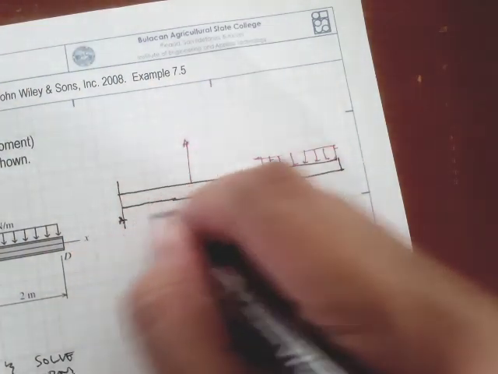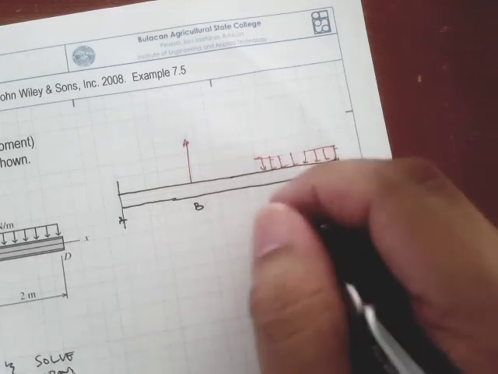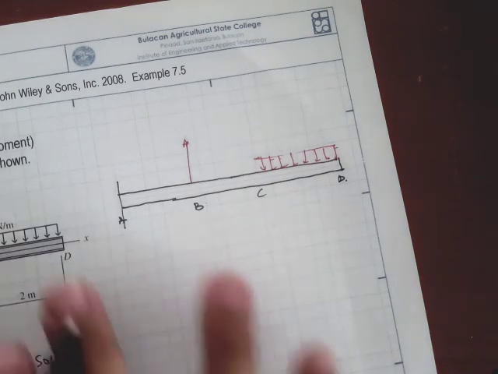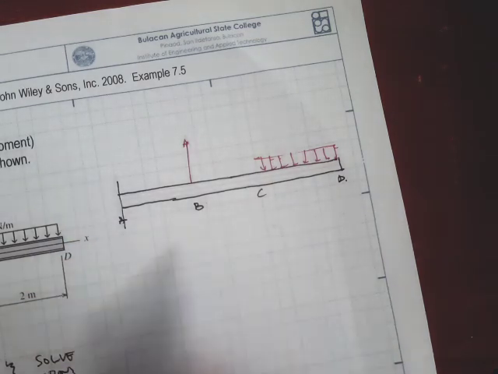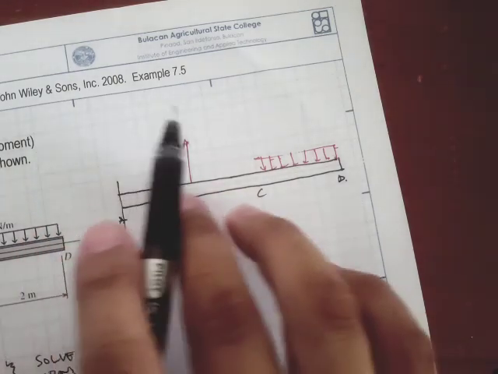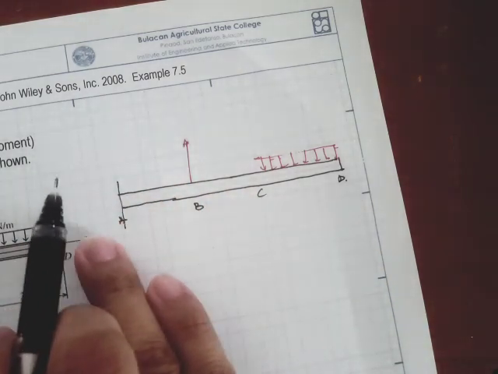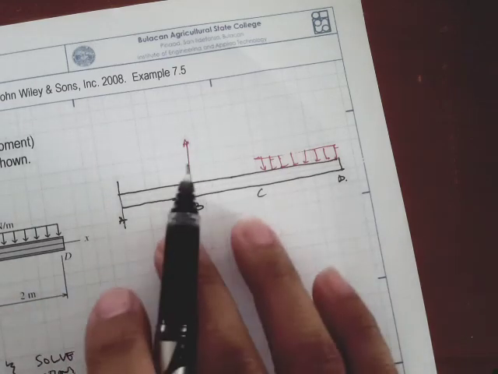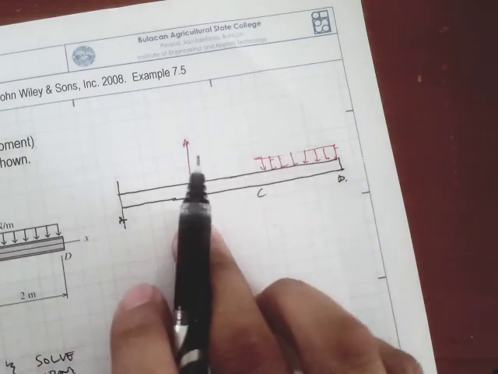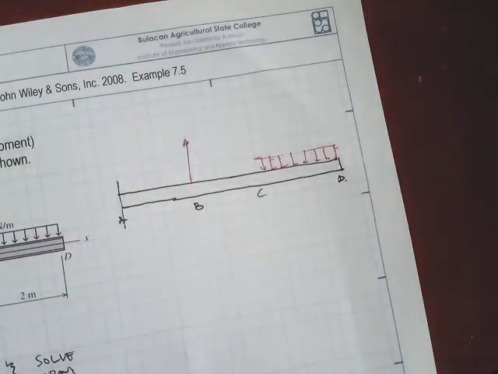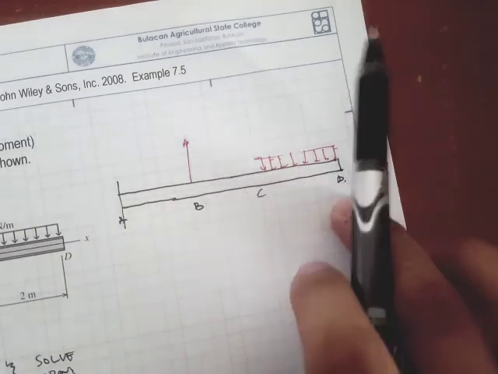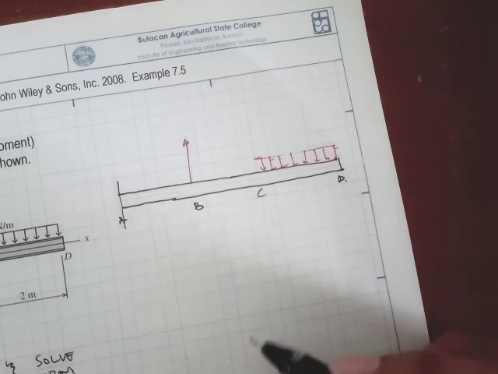This is A, this is B, this is C, and this is D. Okay, so I'll make a cut between A and B, and then we will apply the equilibrium equation to be able to solve the internal forces between A and B. After that we'll make a cut in the section between B and C, and then apply again the equilibrium equations, and finally we'll make a cut in between C and D and apply the equilibrium equations.